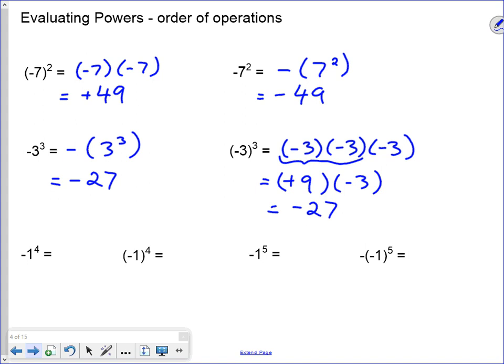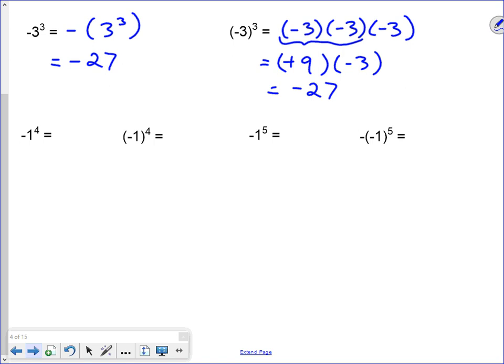These last four at the bottom all have 1 as our base, or negative 1. So we know that 1 to any exponent is just going to be 1, because 1 times 1 times 1 times 1, however many times, is still just going to be 1. So the only trick with these ones is, again, keeping track of that order of operations. This first one here, I guess I'll write this underneath. The negative sign is out in front, so this is going to be negative.